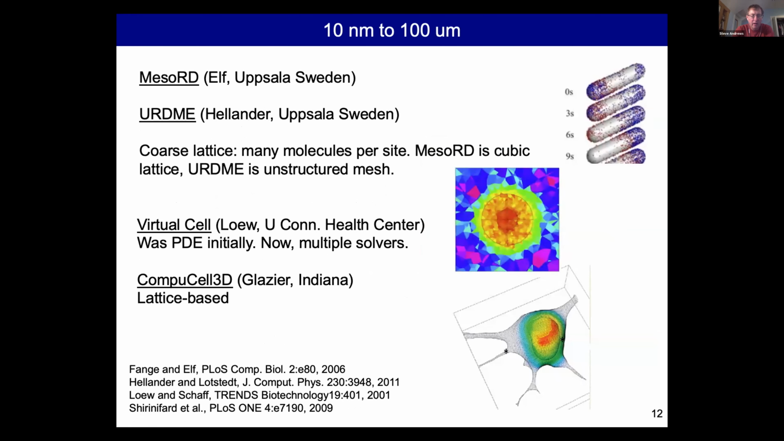Larger yet, back to lattices, we have MesoRD and URDME, both at the same university, Uppsala, Sweden. In this case, it's a coarse lattice. So you have many molecules per lattice site instead of one molecule. And then you do a stochastic simulation of as many molecules in each lattice site. Differences are MesoRD is a cubic lattice, URDME is an unstructured mesh. Here's a picture of URDME. It's an unstructured mesh of the simulation, and each single color is one mesh region.